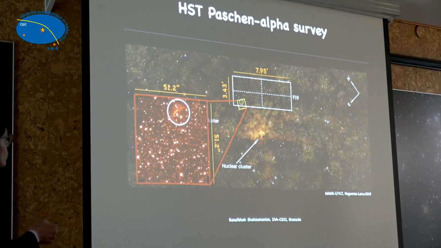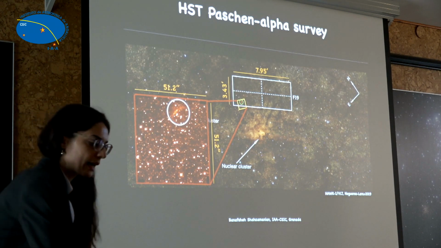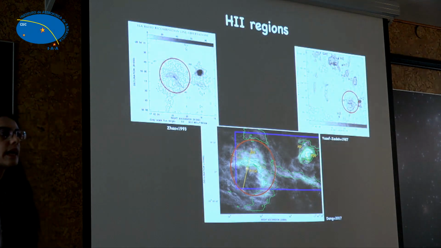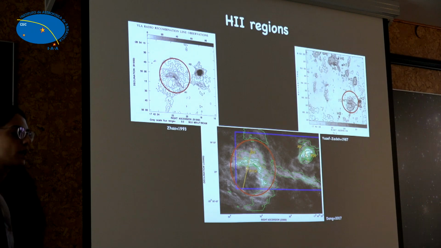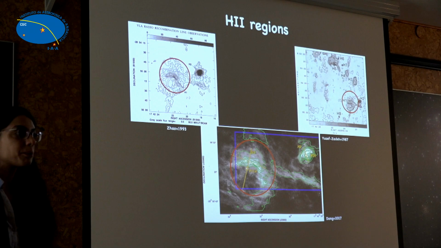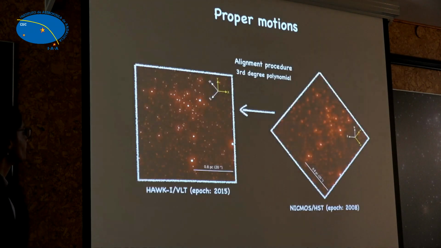And here you see the zoom-in image. If you see this bow shock shape, this is an H II region, one of the H II regions in the whole region. And there are different H II regions in the Galactic Centre. This is one of them. And it was basically discovered and studied in radio and other infrared works before. And as I said, it's very interesting because it can show the presence of young stars.